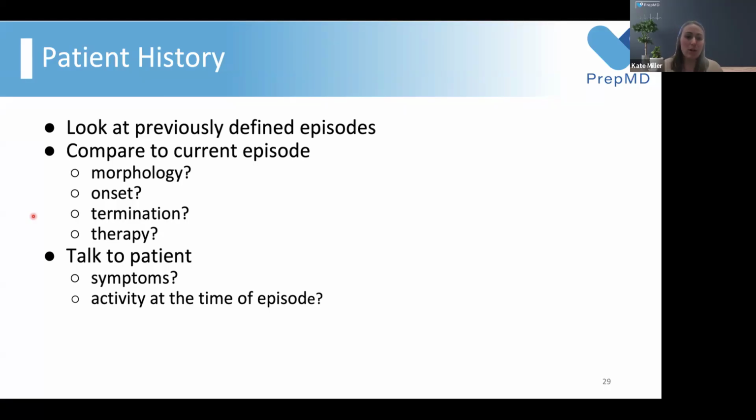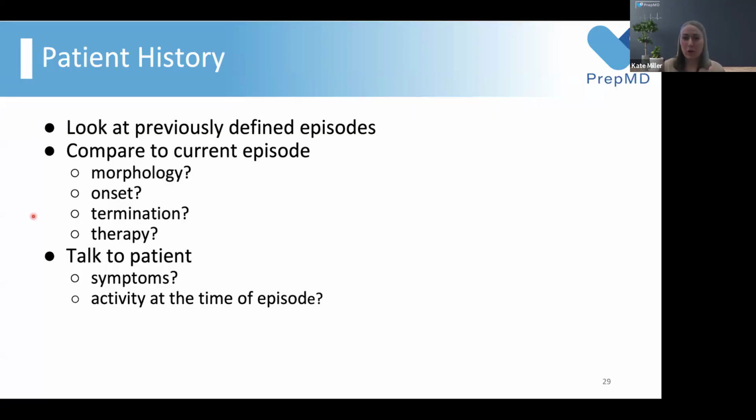I think it's also important that we don't forget the patient in this whole process, right? Talk to the patient. Did they have any symptoms? What were they doing? I always like to tell the story that I had a patient that I used to deal with that had a lot of episodes, and we would be looking at them and trying to figure out SVT versus VT.